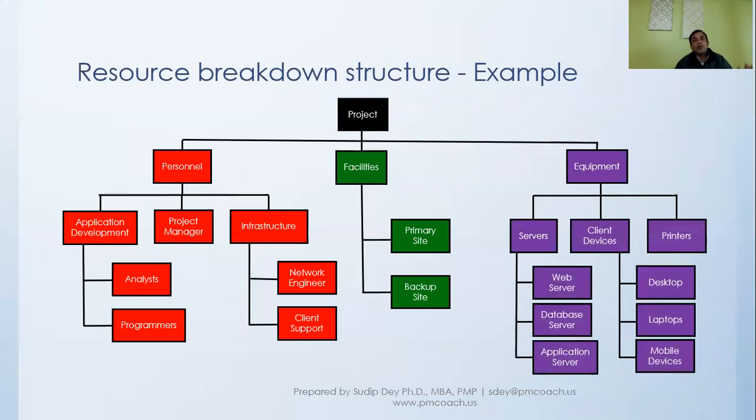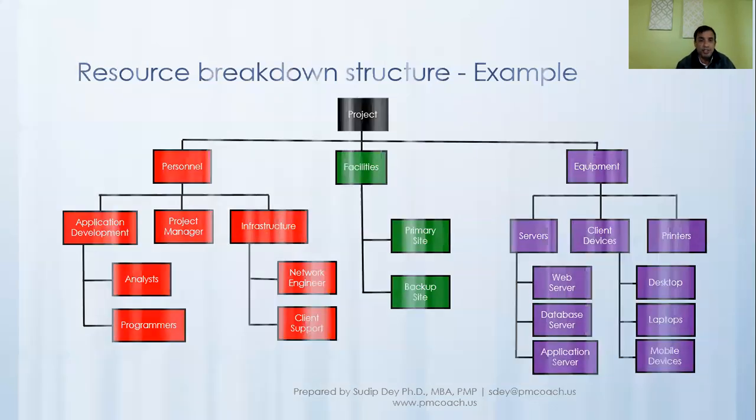In a construction project, you might have some materials. So what are the different types of materials? Again, you can list them. So the whole resource breakdown structure gives an idea about all the resources in a hierarchical fashion, a hierarchical chart like we talked about. So this is how we represent all the resources in the project.